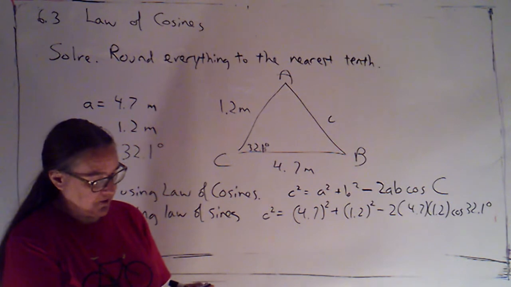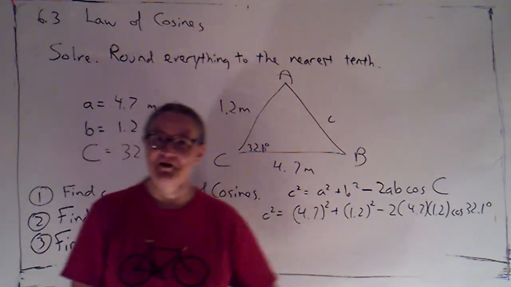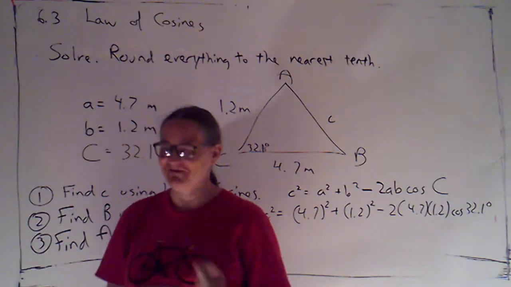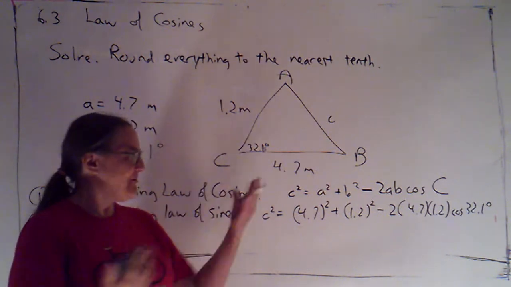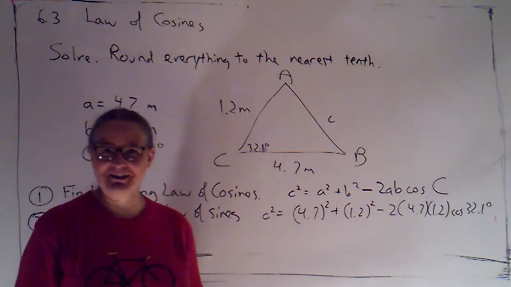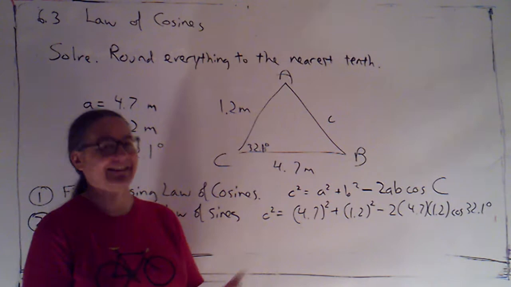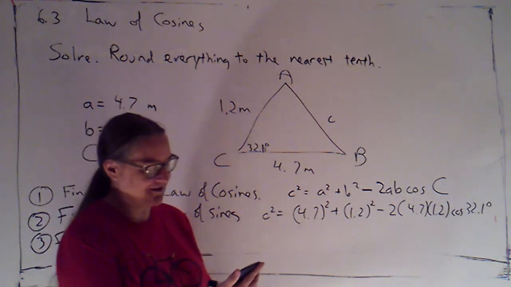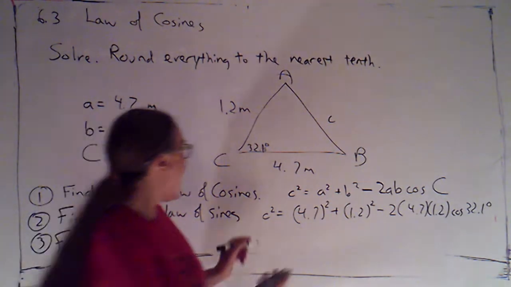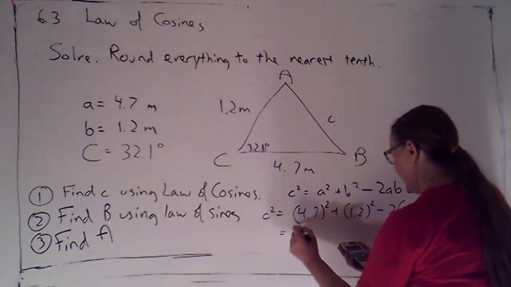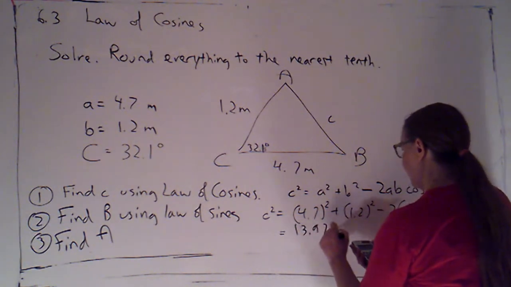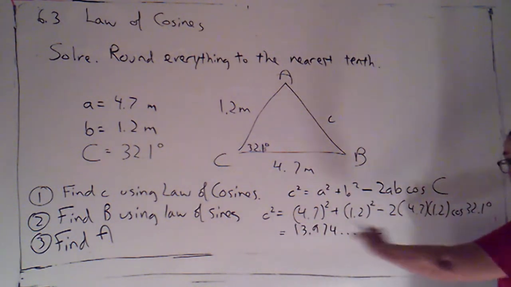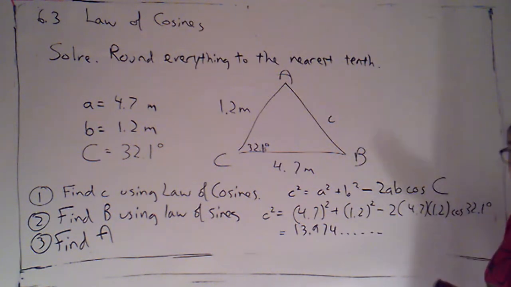32.1. And if you haven't recently used your calculator to know that it's in degree mode, you might want to double check that you're in degree mode. Pretty much every time I'm typing trig into my calculator, I'm like, oh, did I check? Did I check? And I just did. So we're good to go on my calculator anyway. All right. So I get that C squared is 13.974, and so on. I'm not going to round that because I want to take the square root of that.